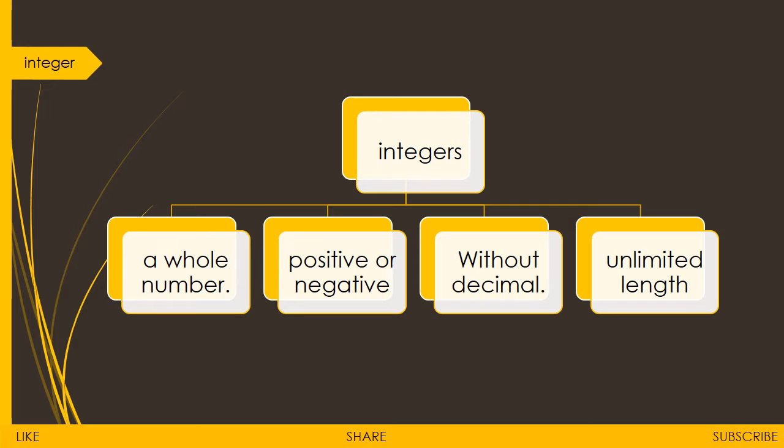Now integers. Integers are a whole number. They can be positive or negative and they don't have any decimal value. Integers are having unlimited length in Python, unlike other languages, which have limited length in their data types.